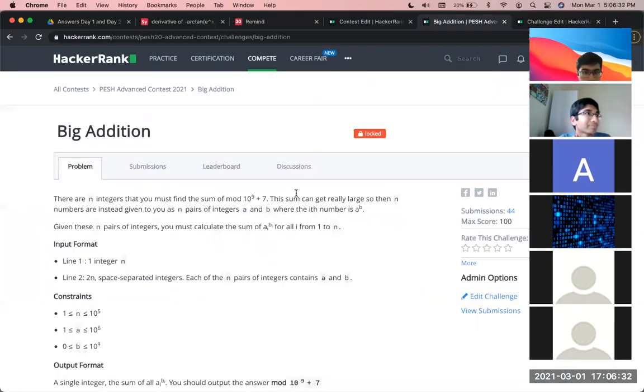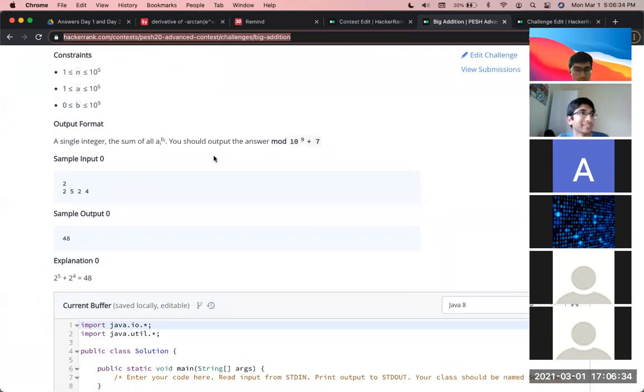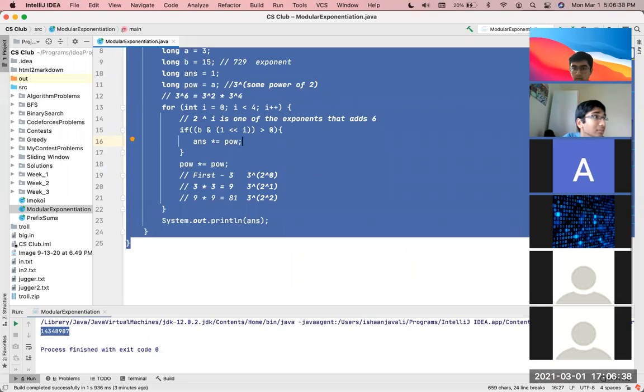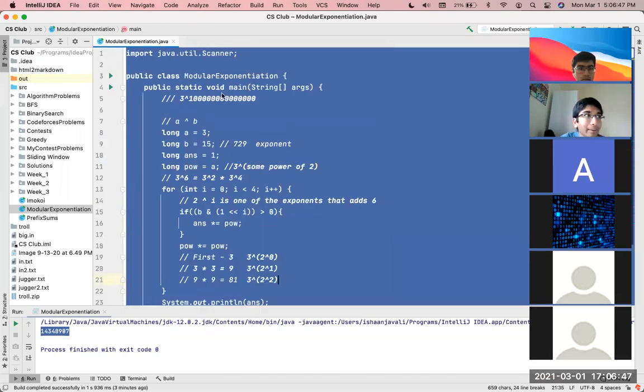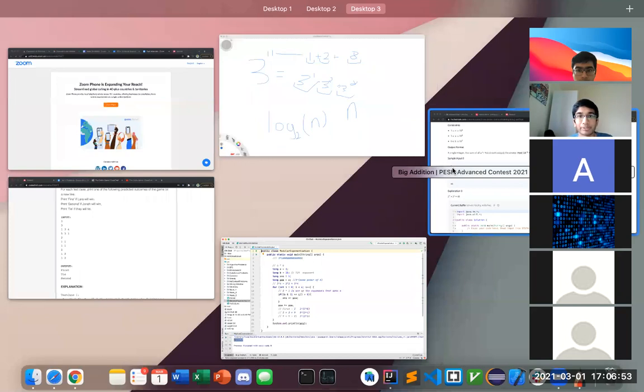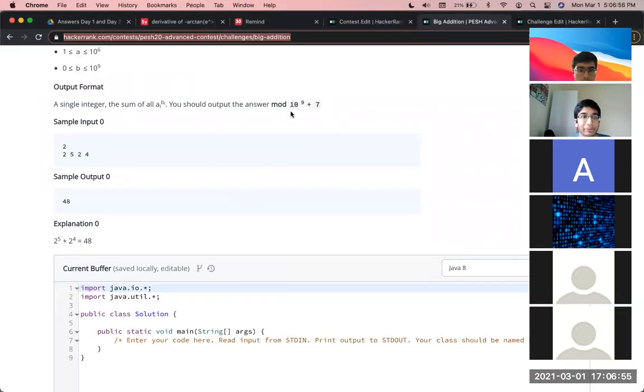So this is a fun problem to tackle by yourself. I'll copy and paste the code to the chat. Just one thing to add. Is it fine if you modulo in the middle rather than the end? Yeah, you kind of have to mod while you're doing the multiplication and addition.